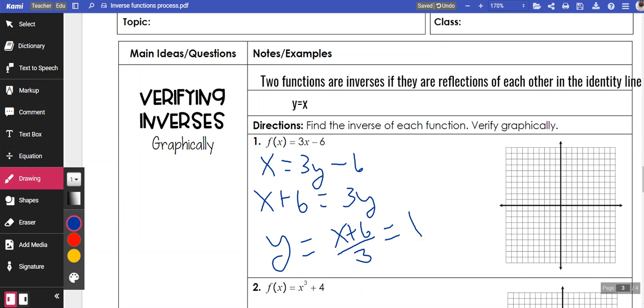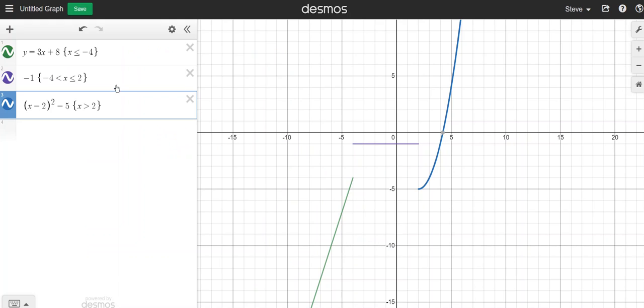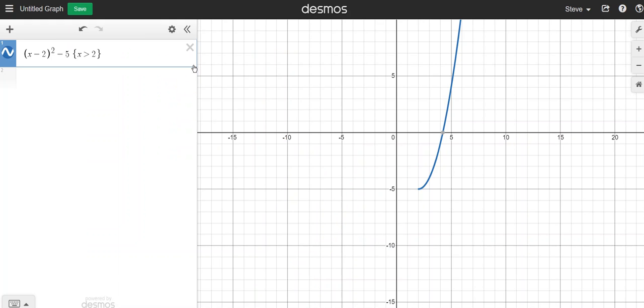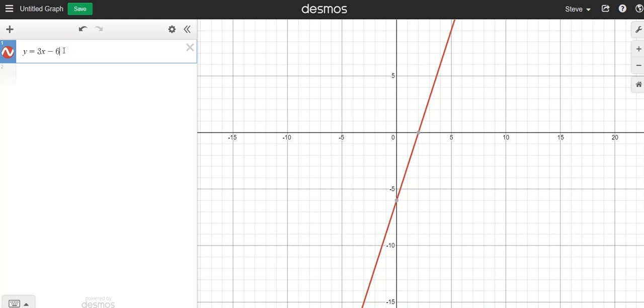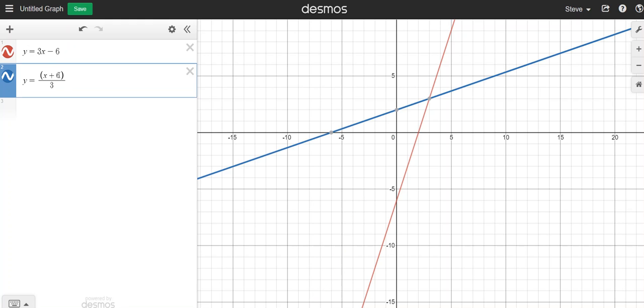I already know this because I've done this before, but check it out. This is how you verify it. If I open up Desmos, and I had this from a previous thing, and I type in y equals 3x minus 6, I get this guy right here. Then I type in my inverse that I found, y equals x plus 6 all over 3. You don't have to make it perfect. x plus 6, not x equals 6.